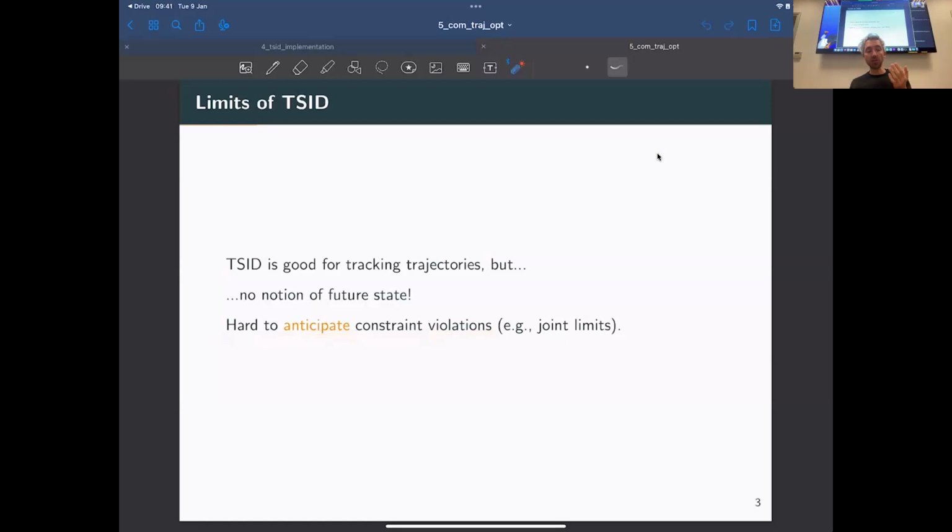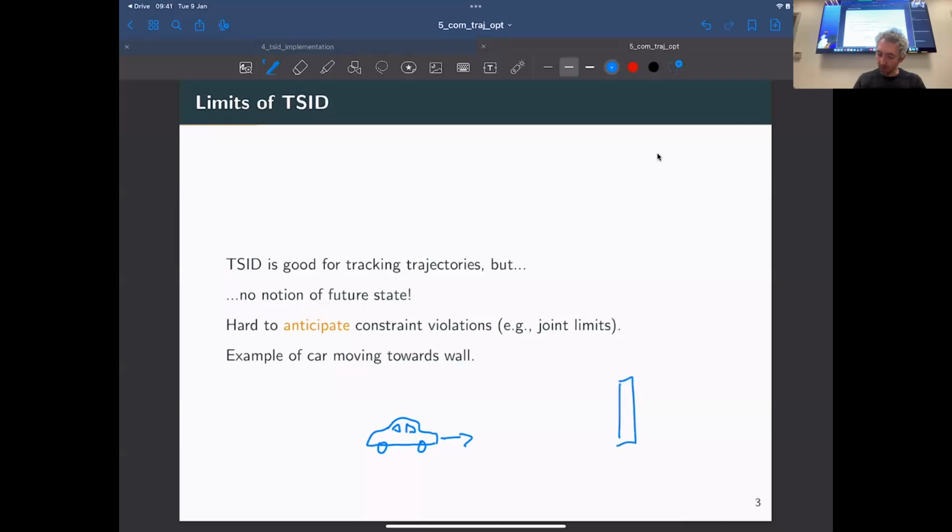And we already touched on this subject when we discussed the problem of joint position constraints or obstacle avoidance constraints. And the example I typically do in this context is, imagine you have a car. Look how beautiful my car is, which is going towards a wall. So this is the wall.